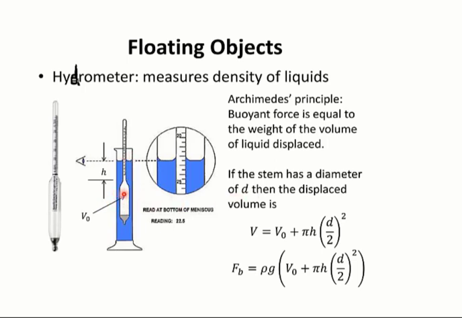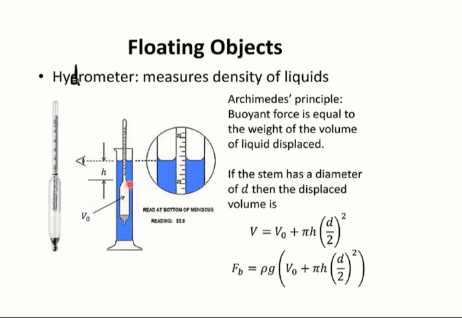So here this hydrometer actually has three parts. We call this slim portion the stem, this bulk portion the float, and this head a ballast. Let's say the volume of this portion without the stem is V0.